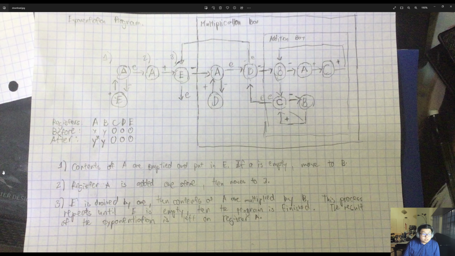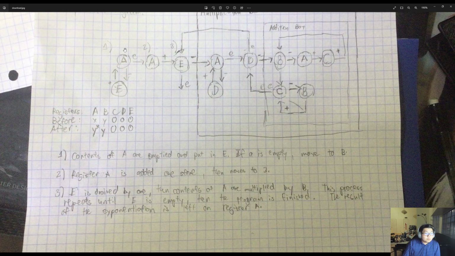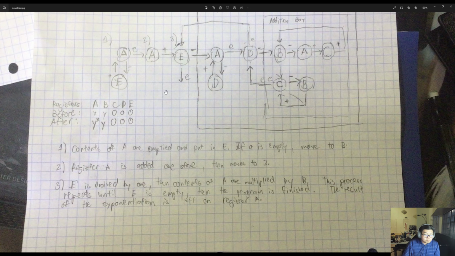So again, let's continue with the explanation. For subprogram number 1, the contents of A, which is the exponent, are put into register E while emptying register A. And that process continues until A is empty.